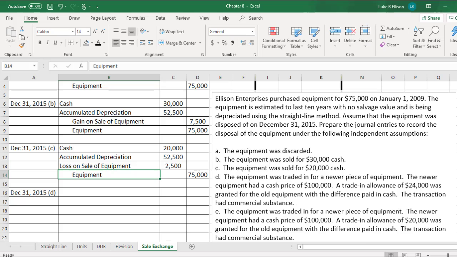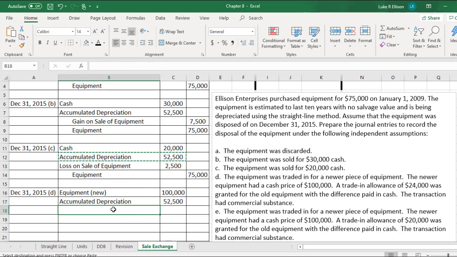Alright, so in this transaction, we're going to have to differentiate between the new equipment and the old equipment, since we are exchanging equipment. First, let's deal with the new equipment. We can title that Equipment New, and they told us that it had a cash price of $100,000, so we'll put down $100,000 here. Next, we can think about the accumulated depreciation, which is the same in all of these transactions. So I'm just going to copy that down.